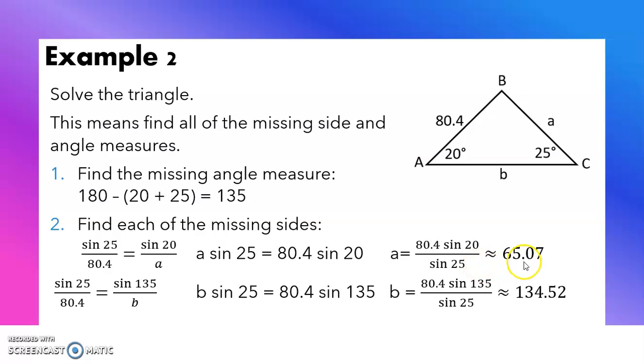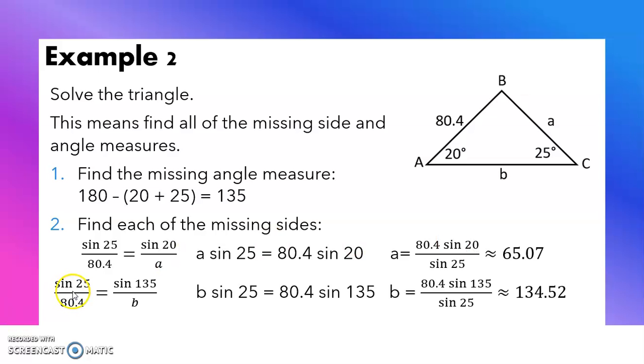Now, if you don't get the right answer, there are a few suggestions I can make. You may have forgotten parentheses around your numerator, or what you can do is type into your calculator 80.4 sine 20 and hit enter, and then divide it by the sine of 25. Don't round any numbers unless you're told to round. Now, these I did round to the hundredths place because I couldn't keep the whole decimal, but don't round like 80.4 times the sine of 20. Don't round in your calculation steps because that will throw off your answer.